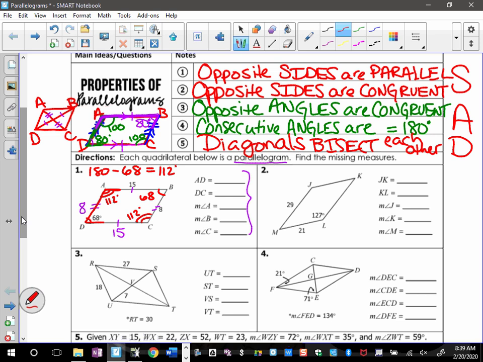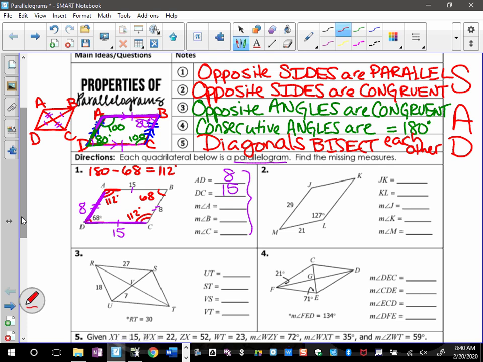So now I really have everything that's drawn in my picture labeled. I just need to fill in my answers. So the first one I asked about is AD. AD is right here. We said it was 8. DC is down at the bottom here. We said that was 15.